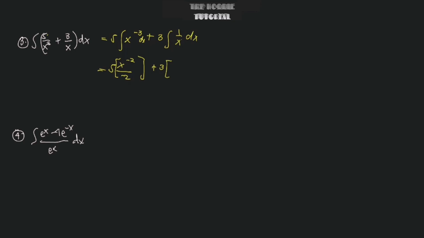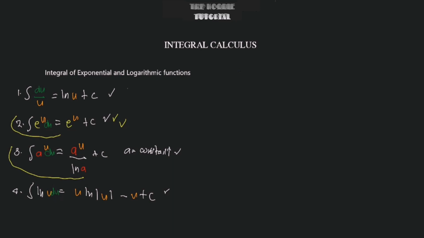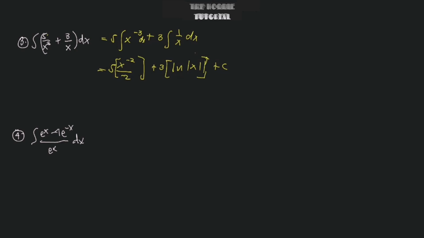So basically 1 over x is just ln x plus c. Because this is based on our rule number 1 right here, that is du over u, or 1 over u, or 1 over x, and then dx. Both are the same. So let's continue. Let's simplify this one.